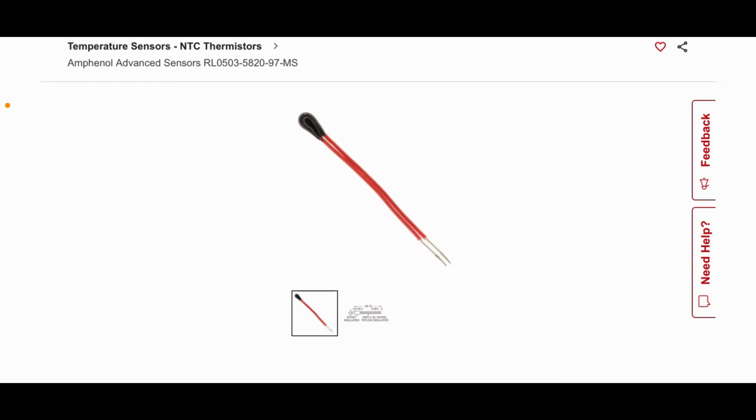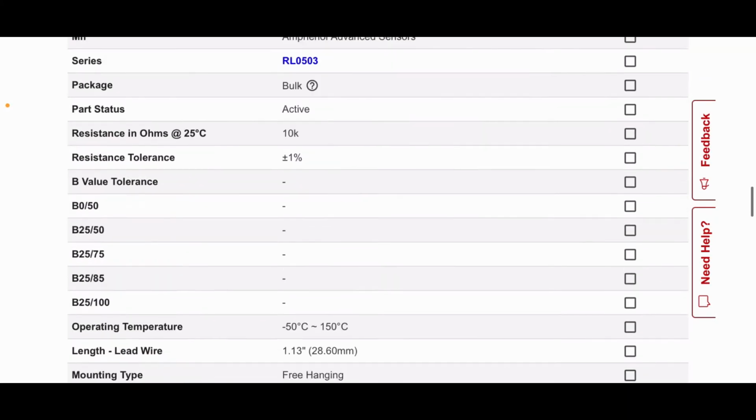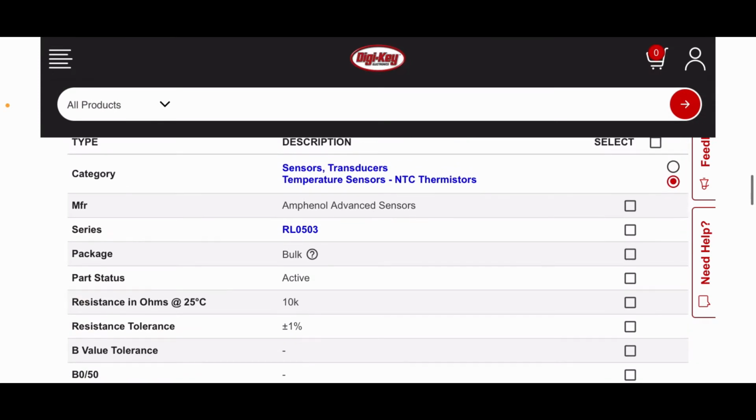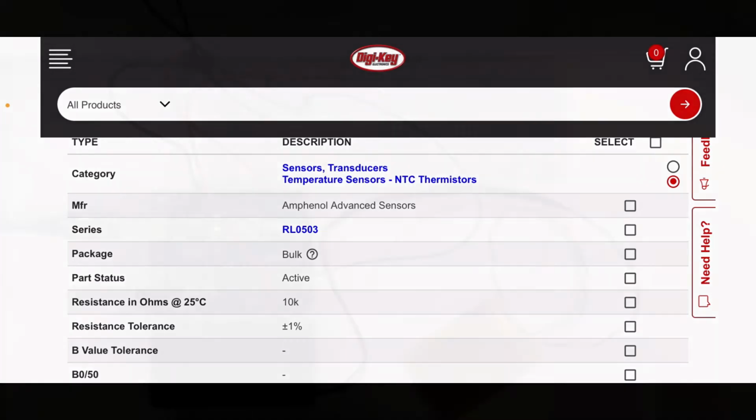Here's a thermistor that I am using for the temperature sensing portion of my lab. As you can see, the resistance is 10 kiloohms at a temperature of 25 degrees Celsius. Based on this value and the voltage divider equation given in the lab instructions, I concluded that the resistance is greatest when R is equal to 10 kiloohms.